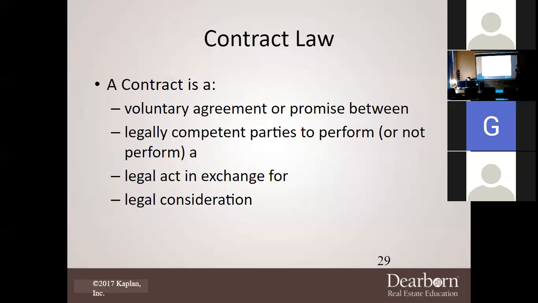When you're taking your test, these are called elements. That's why they broke them down like this little checklist here. Every one of these has to be checked off for it to be a valid contract. If one of those is missing, do you have a valid contract? No. Okay. So all of those have to be checked for you to say that I have a valid contract.